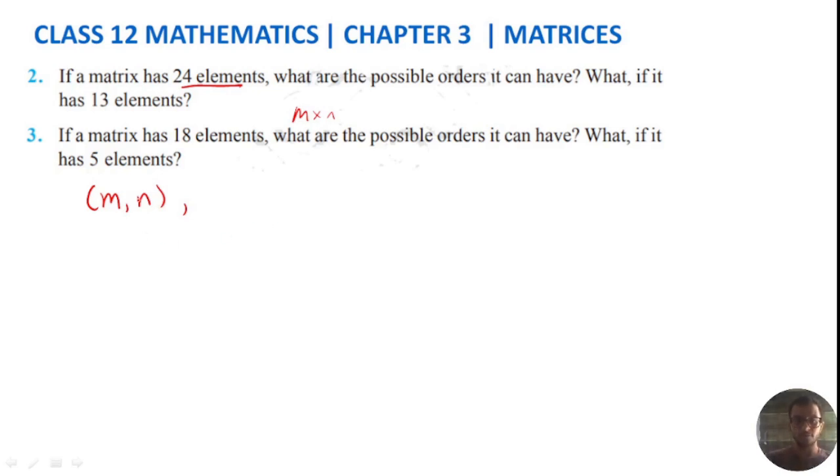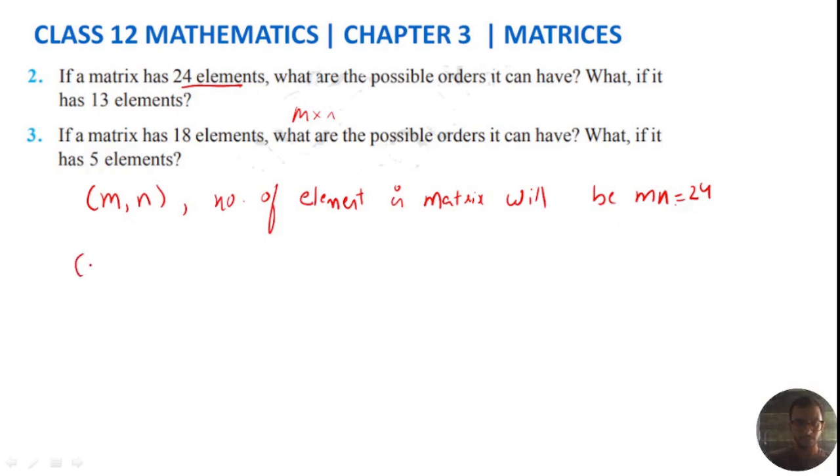So suppose the order of the matrix is m comma n. Then the total number of elements in the matrix will be m into n, that is mn, right? And they are saying there are a total of 24 elements. This means mn equals 24. Then we need to find this m and n, for which mn equals 24. That is, we need to find all the possible orders by which the number of elements in that matrix will be 24. So we want mn to be 24.